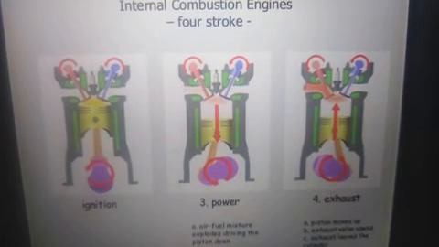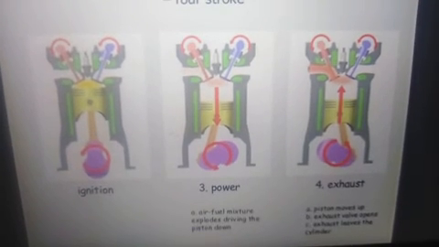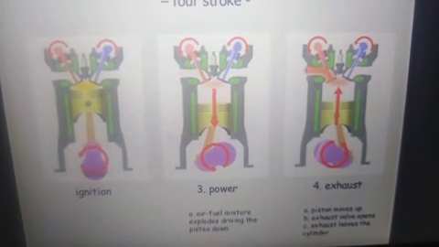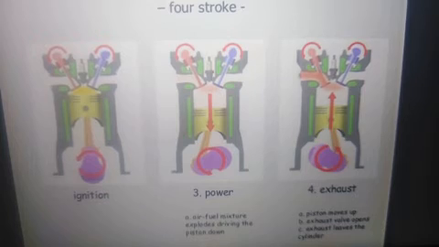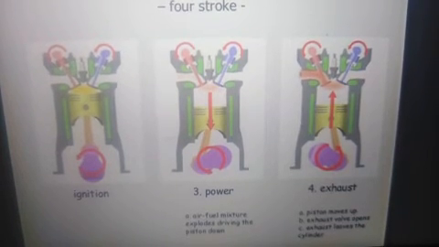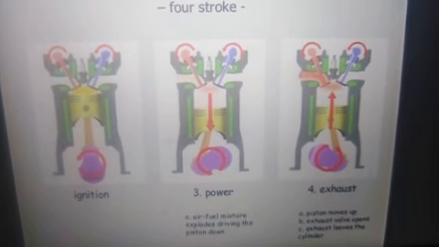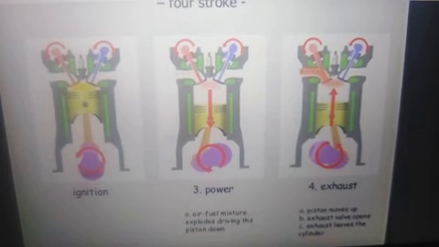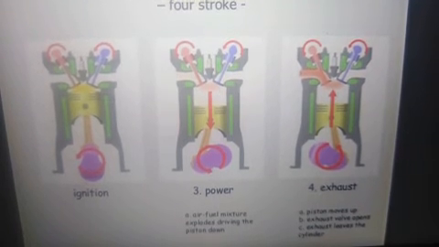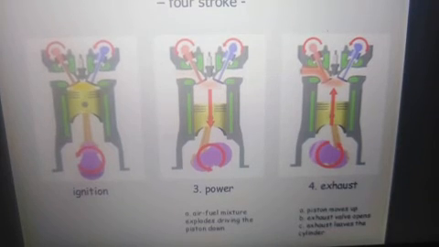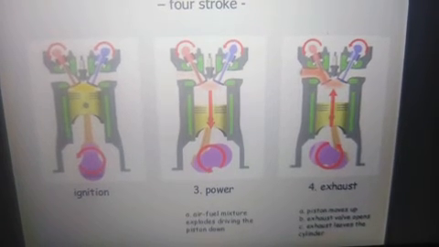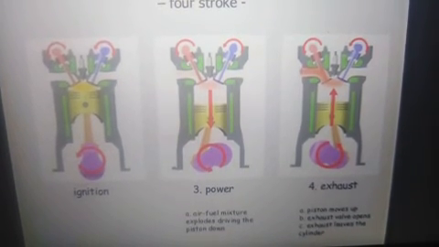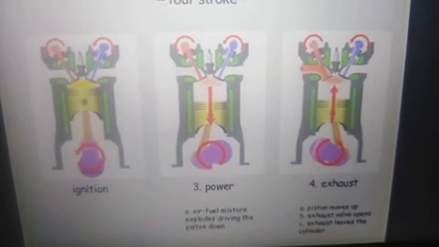of the engine. Okay, now in the power stroke, the air fuel mixture explodes, driving the piston down very fast. When it reaches the bottom dead center from TDC to BDC, the power stroke completes. That is, the power stroke in the four-stroke engine is the third stroke. Now, for the exhaust stroke, the piston from BDC travels to the TDC and the exhaust valve opens. That is, the piston moves up and the exhaust valve opens, which lets the exhaust leave the cylinder.